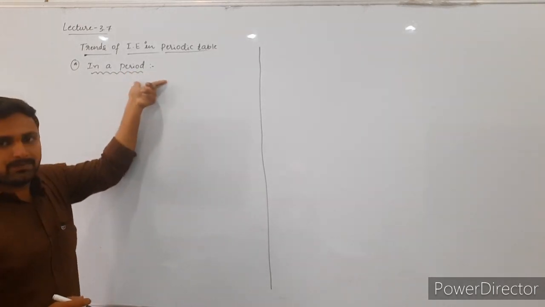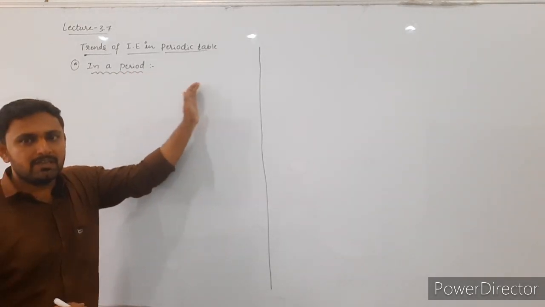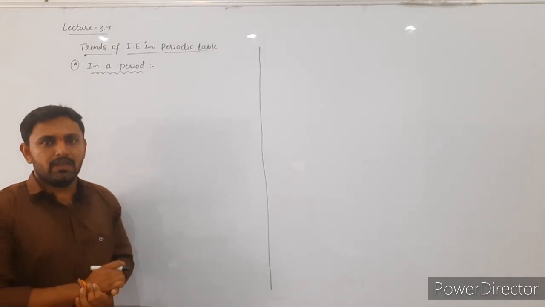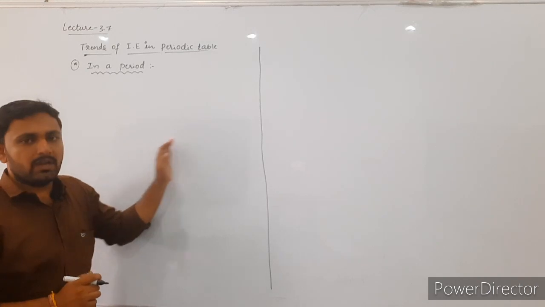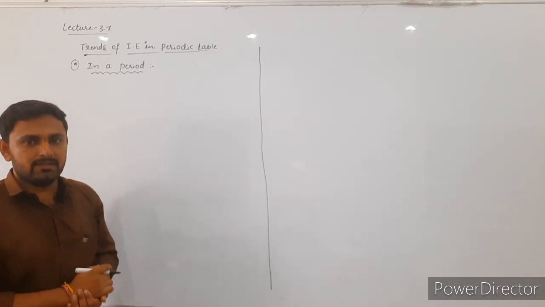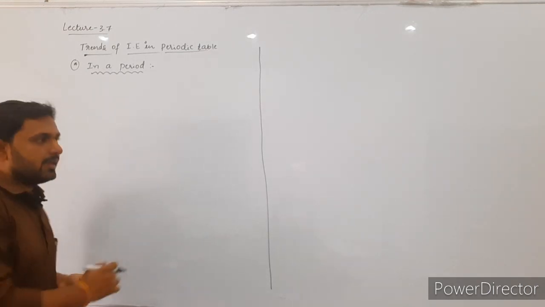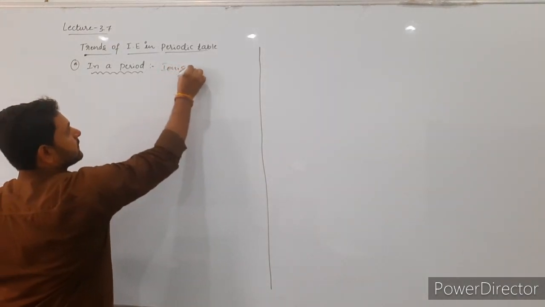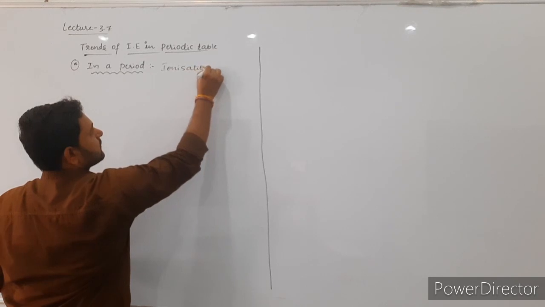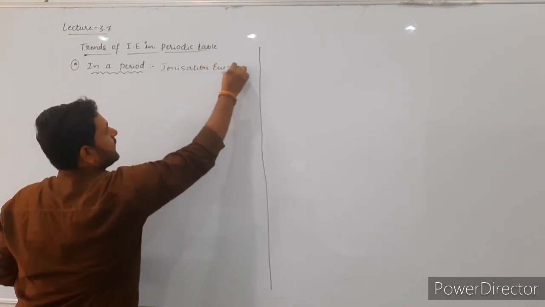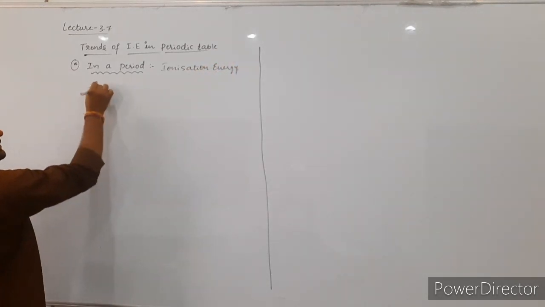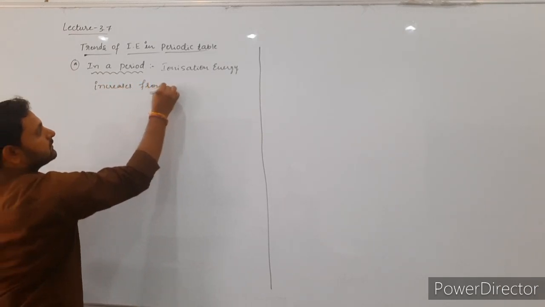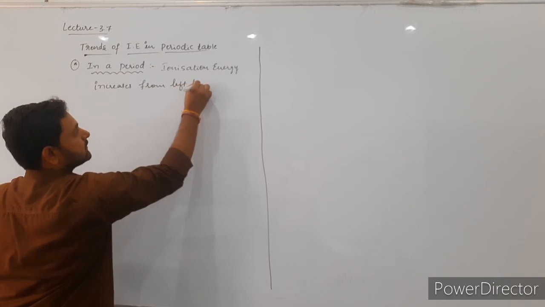In a period, ionization energy increases from left to right in the periodic table. Why does ionization energy increase? Because from left to right, atomic radius decreases and the effective nuclear charge increases. Ionization energy increases from left to right.